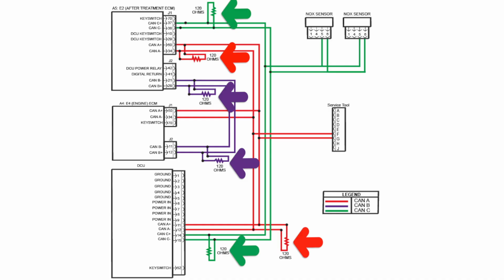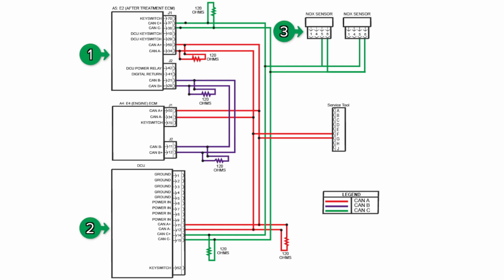The placement of these resistors is important also. They need to be placed at the furthest point out on the CAN bus. Even say the CAN C network, where it has 4 nodes, the after treatment ECM, the DCU, and the 2 NOx sensors, 4 nodes, but still only 2 terminating resistors. So that's very important to remember, it doesn't matter how many ECMs or panels or nodes we have on a network. What's important is that we have 2 of those 120 ohm terminating resistors in each network, okay?